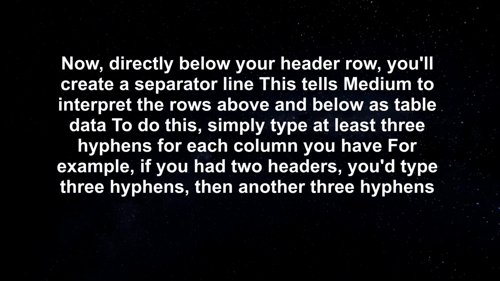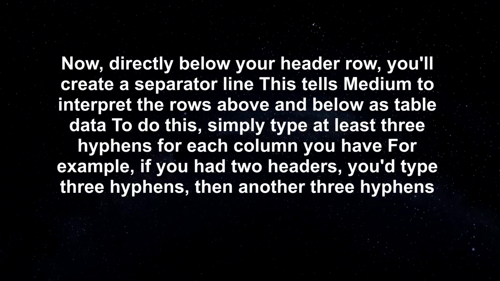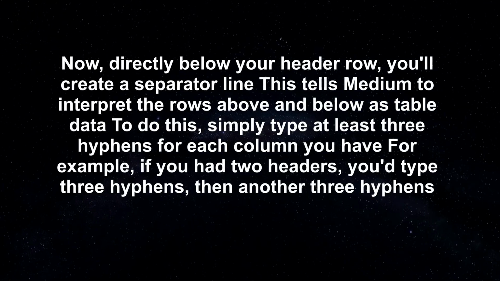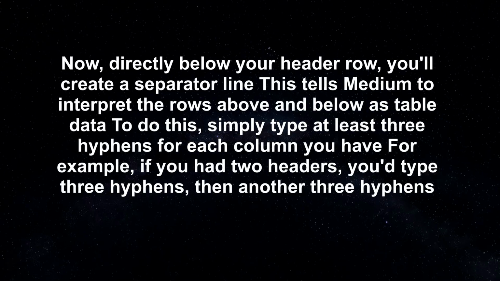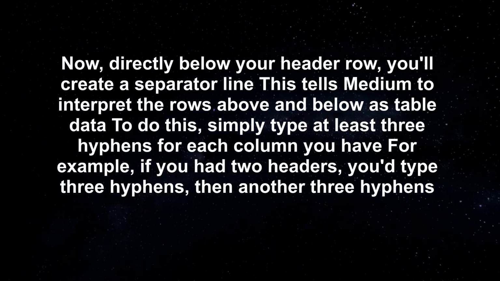Now, directly below your header row, you'll create a separator line. This tells Medium to interpret the rows above and below as table data. To do this, simply type at least 3 hyphens for each column you have. For example, if you had 2 headers, you'd type 3 hyphens, then another 3 hyphens.